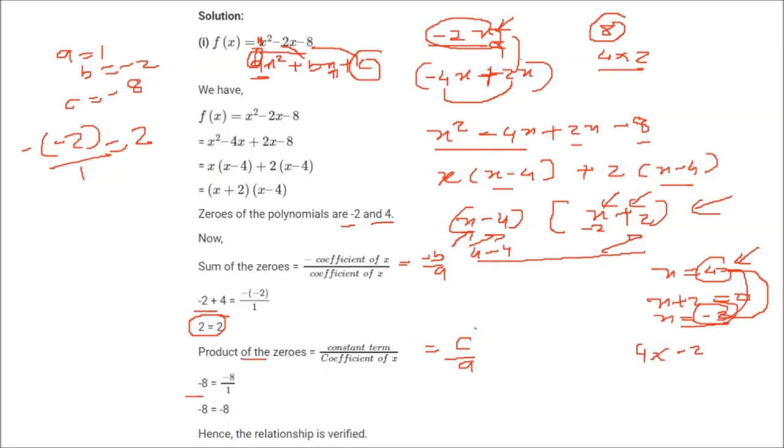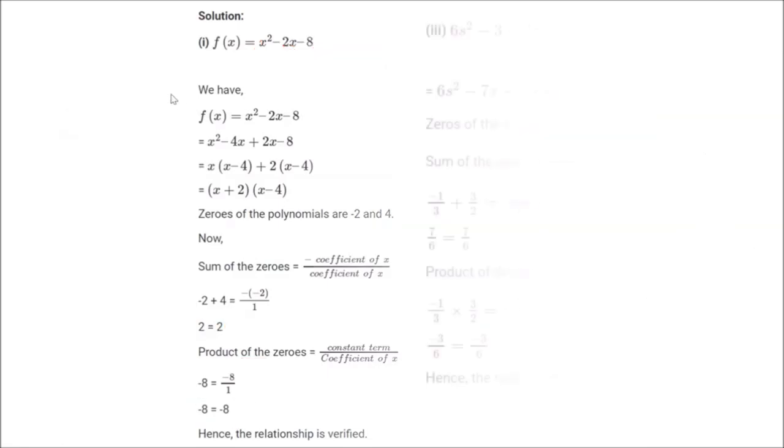Product of zeros is c by a. What is c? Minus 8. What is a? 1. Minus 8 by 1 is minus 8. So you get minus 8 equal to minus 8. Hence this is verified. So all these questions we are going to do like this one.